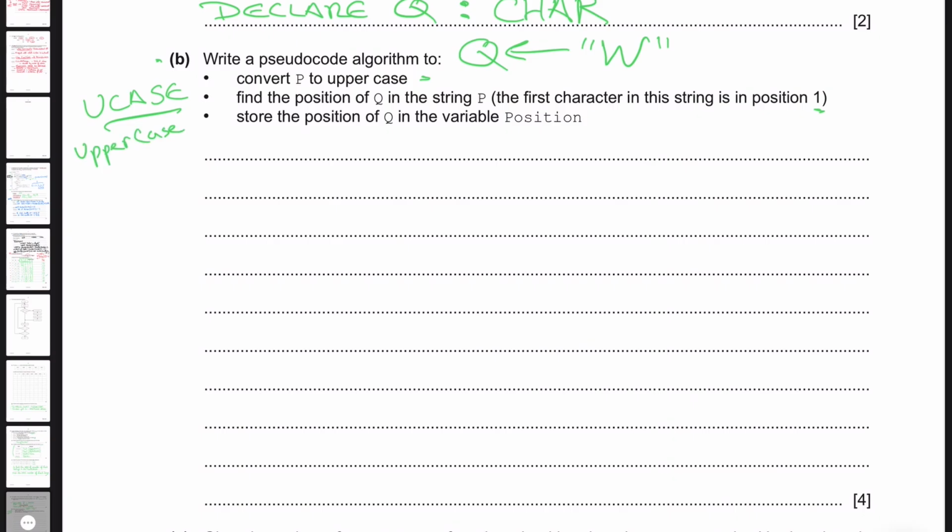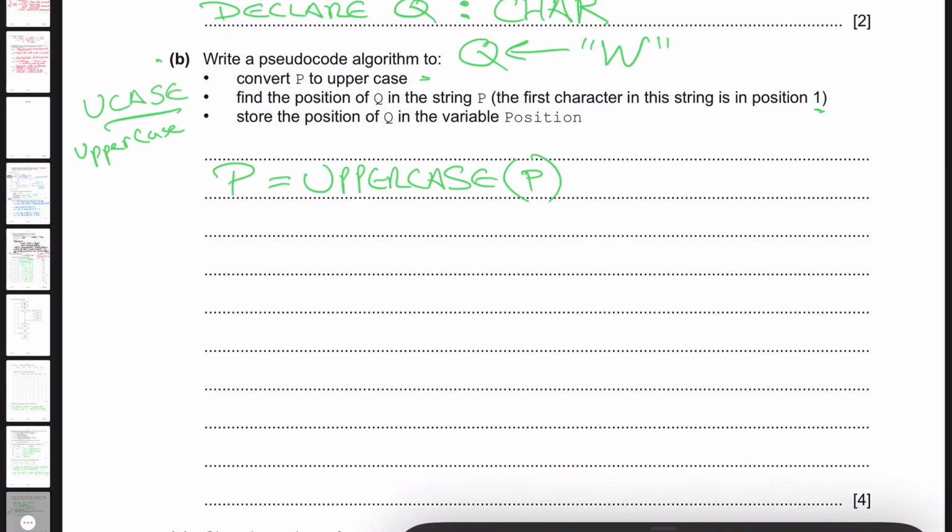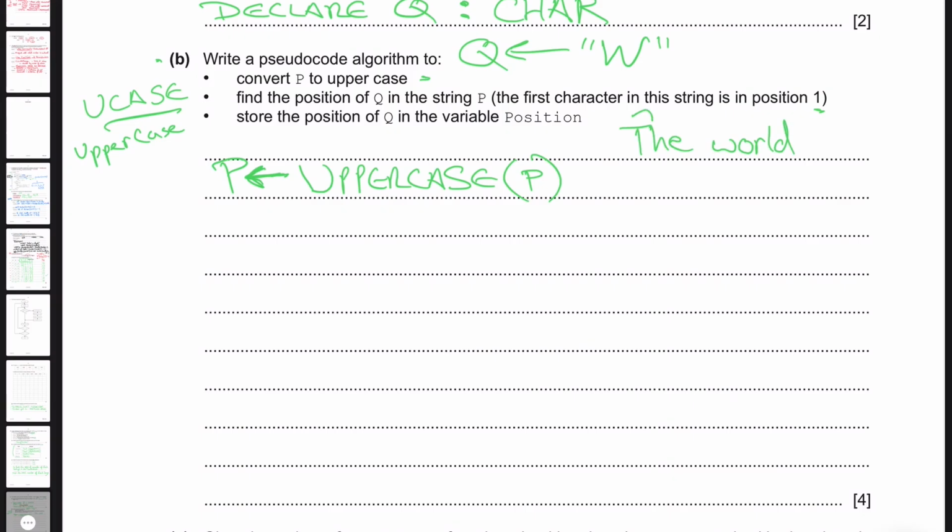So let's get this right. Let's declare P equals uppercase, and then we've got to put in brackets P. So everything in P should be uppercase. Okay, so P has been assigned that value, but I made a mistake already. P has been assigned the value uppercase. What's next? We're going to bounce through the world until we get to a W, which has been stored here in Q.